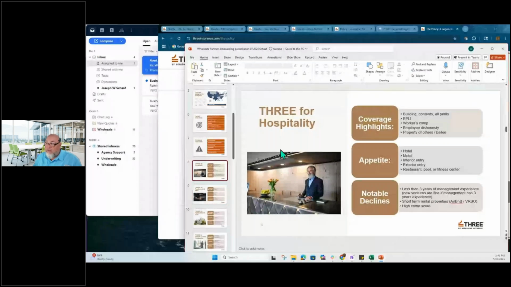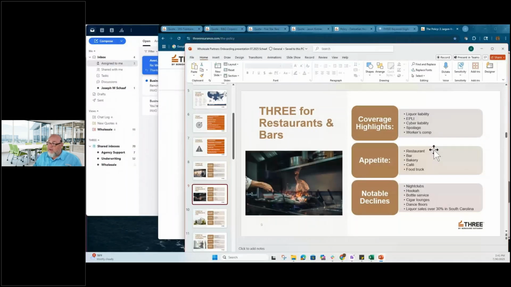Restaurants and bars, another big category for us. We include all of these different things: restaurants, bars, bakeries, cafes, food trucks. I did mention that if it's a food trailer, we actually have to have commercial auto on it to cover the vehicle that tows the trailer. But we include liquor liability on every single policy. There's a question on almost every application: is there liquor sales, or what is the liquor sales? If you put a dollar amount there, liquor liability is covered at our business liability limits automatically. We cannot remove it.